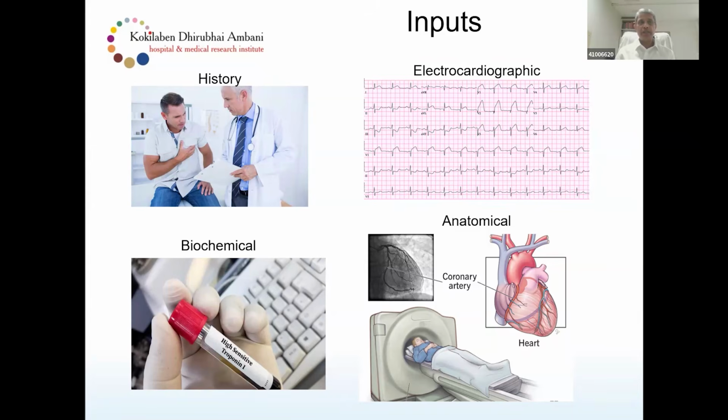The next is biochemical evidence, in which we use troponins of different types: conventional troponin, high sensitivity troponin, troponin I, troponin T, and all are fine. And the fourth component of input is anatomical input, in which we have to see the coronary anatomy. Now, this is the thing which personally I would promote, because it answers a lot of questions which the previous 3 components cannot. And let us see in a few cases how this goes.